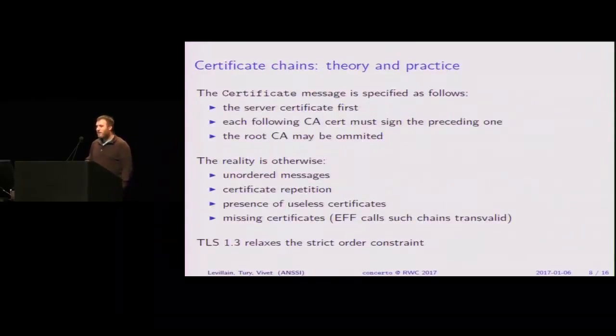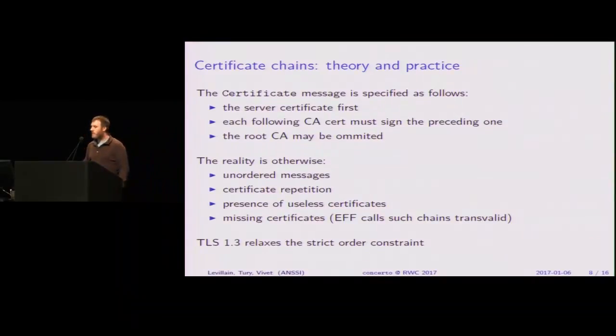And now I'm going to speak mostly about certificates. So I told you that when the server answers, it presents a certificate message that contains the list of certificates. It should be in order. That is, first the certificate of the server, and then each certificate authority that will sign the previous certificate. In reality, you will find unordered messages. You will find repeated certificates. You will also have useless certificates and sometimes missing certificates, what the EFF called the transvalid chains in their first publication in 2010 or 11.